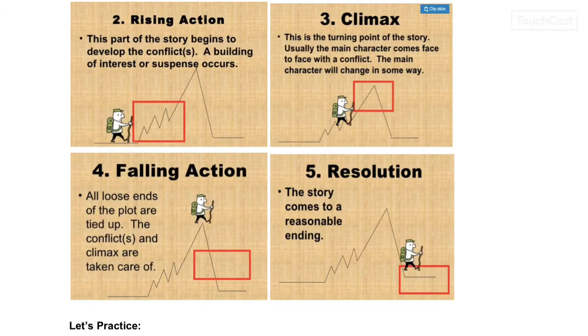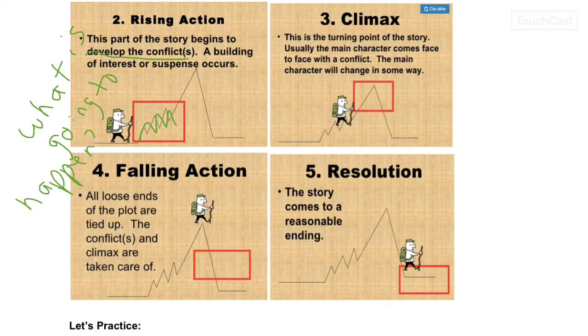The next part of plot mountain is the rising action, and you'll see in the description here, it's this part that looks like jagged parts, like it's building up. So rising action, this part of the story begins to develop the conflicts or the problems. A building of interest or suspense occurs. You almost want to say, what is going to happen? That's a good story. It makes you want to read more.